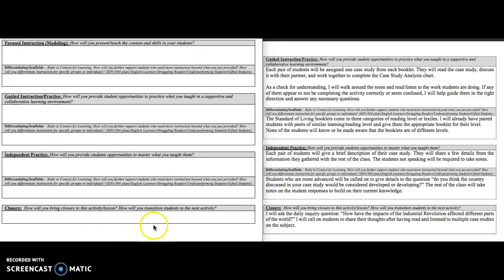And then closure, finally, is how you will bring the lesson to an end. How will you transition students to the next activity? So you can ask a daily inquiry question like she did over here, or assign any homework, allude to the next lesson, things like that.